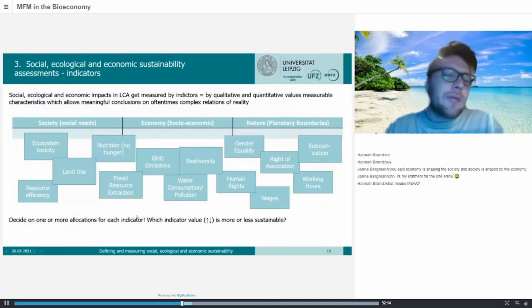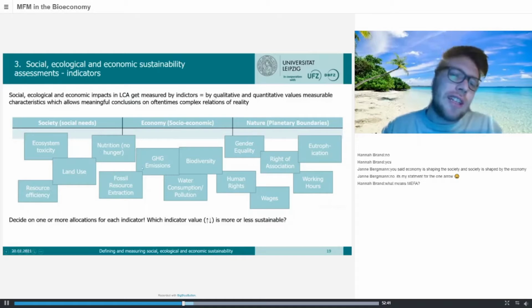So now we are trying to put each indicator into one or more categories. Is fossil resource extraction more a societal thing? Is it more an economic thing? Or is it more a nature thing? Human rights, is it more economy? Is it more nature? Or is it more society?